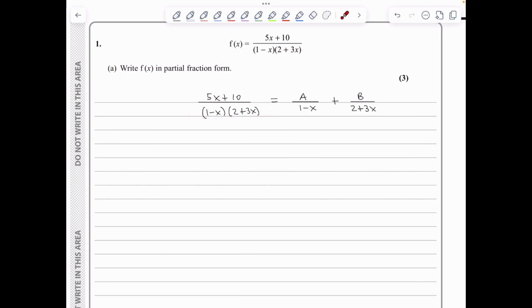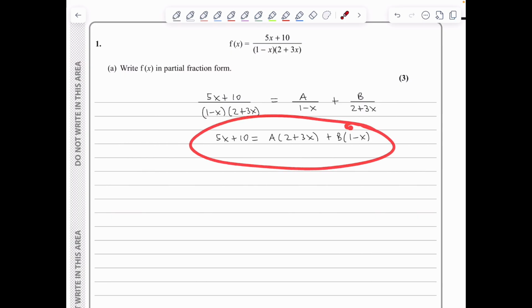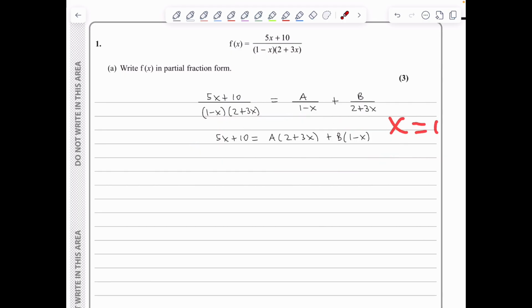So if I multiply throughout by this LCM, we get that 5x + 10 is equal to A times (2 + 3x) plus B times (1 - x). Now this statement here is an identity, so it holds true for all values of x. So obviously we set x to be 1. This will make this bracket 0 and will allow us to find A. So let's set x to be 1, which leads to 5 times 1 plus 10 being equal to A times (2 + 3 times 1). So we're looking at 15 being equal to 5A, and therefore A is 3.